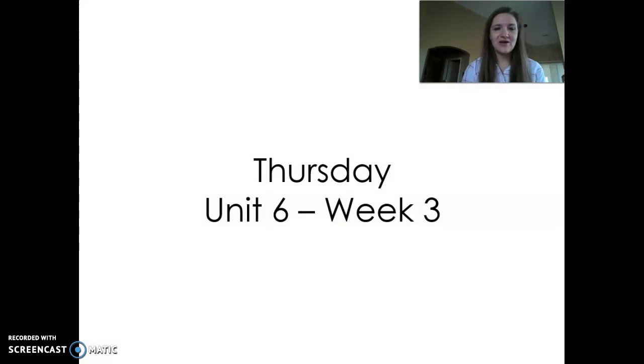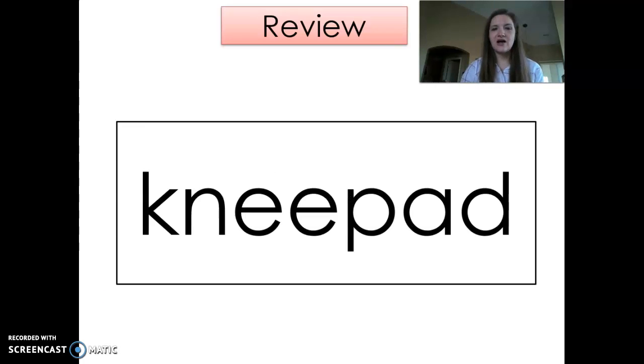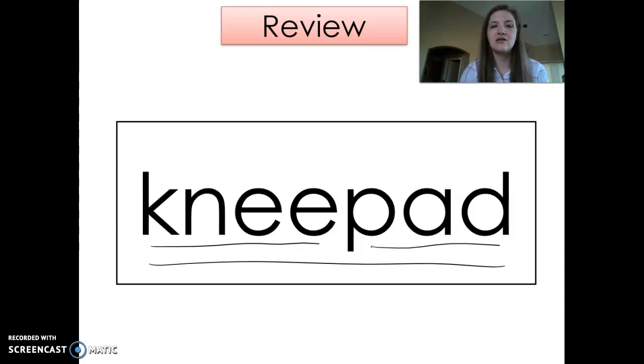Hey, first graders. Okay, it is Thursday, and we are going to look at our phonics for today. Okay, so we are on Unit 6. This is week 3. So remember, we've been talking about compound words, where we have two words put together, and we can look for those smaller words to be able to help us read the larger word.